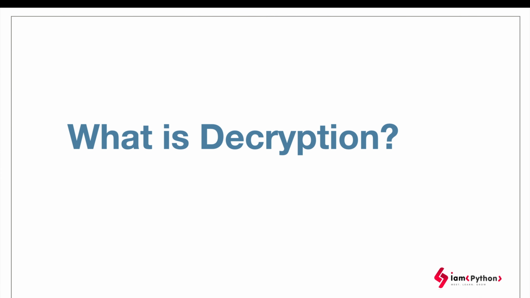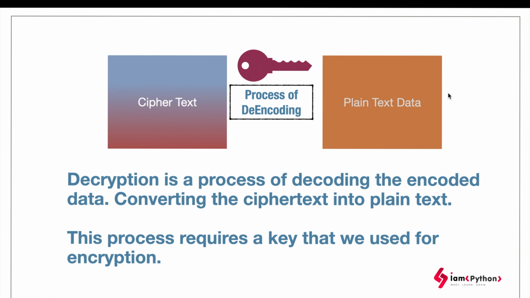So then what is decryption? It is quite the opposite of the encryption process. You have the ciphertext, the encrypted text, which you are decoding back into plain text data. So decryption is the process of decoding the encoded data. In other words, we can say it is converting the ciphertext into plain text. This process also requires the key that we used for encryption.